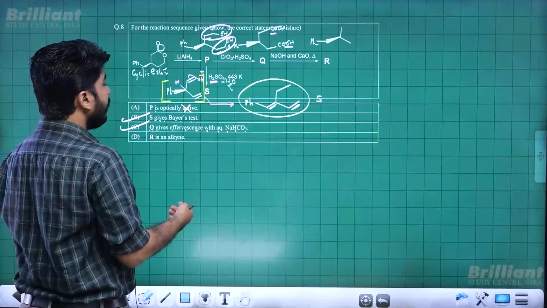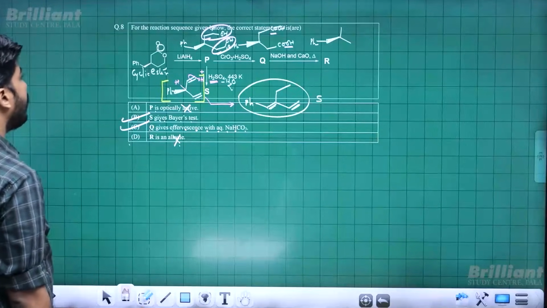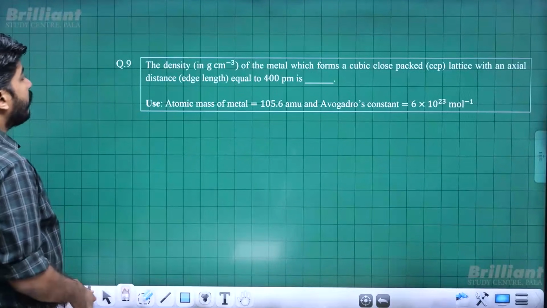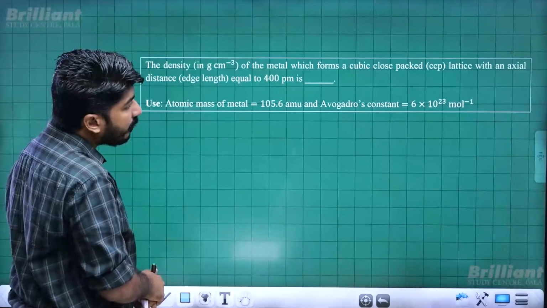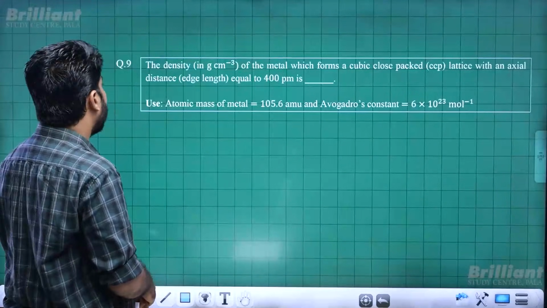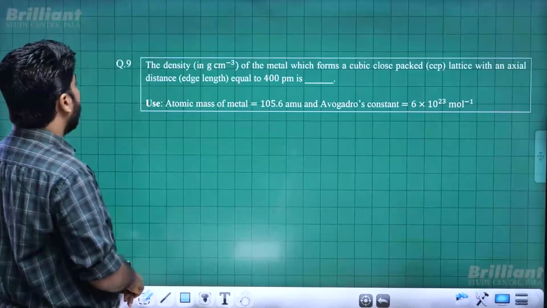R is an alkyne? No, R is an alkane. So only B and C are true statements. Next we are moving to the numerical section, where we have to enter our answer correct up to 2 decimal places. Such 8 questions are present in this paper 2.